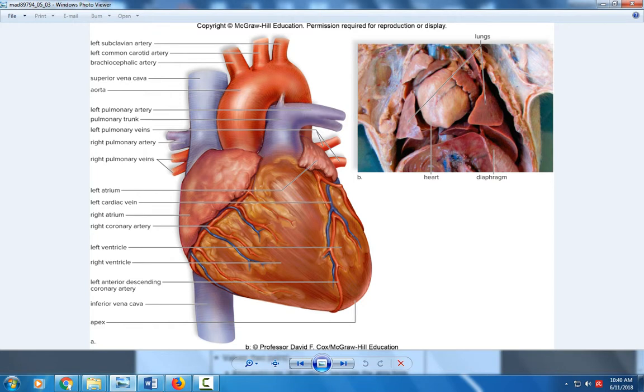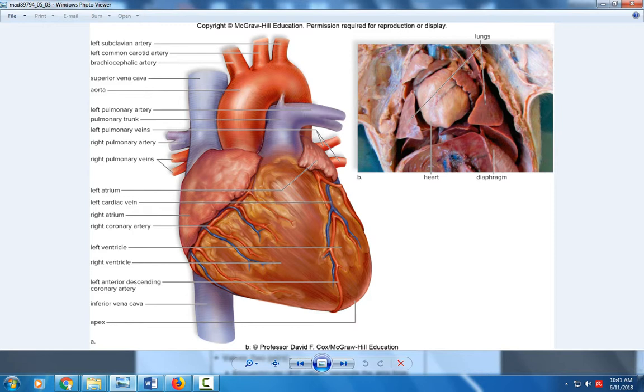So the veins carry blood to the heart, and they connect to the atria. So we have the superior and inferior vena cava that lead to the right atrium, and we have 4 pulmonary veins that lead to the left atrium. We can't see the connecting spot, but these 4 pulmonary veins here, shown in red, lead to the back of the left atrium, and they bring blood to the left atrium.